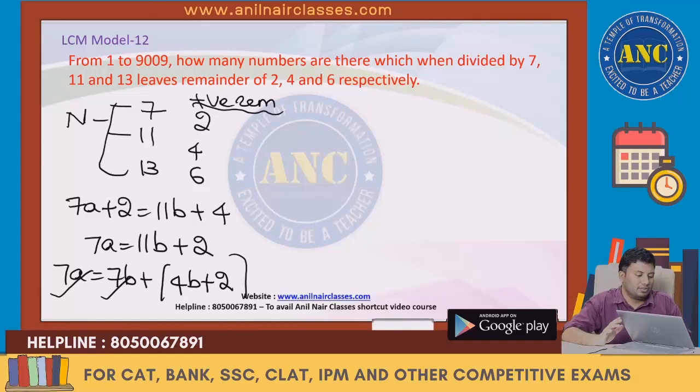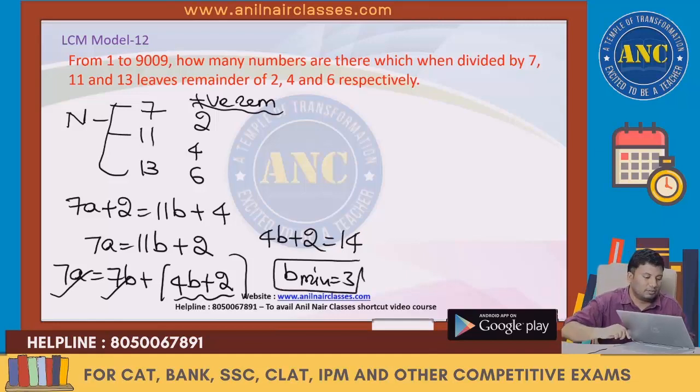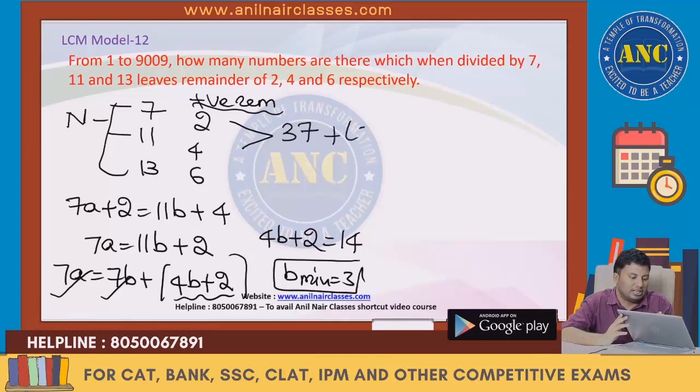7b is divisible by 7, so 4b plus 2 should be divisible by 7. 4b plus 2 is an even number, so it is 14. B minimum is nothing but 3. If B is 3, 11 3s are 33. 33 plus 4, 37. So the lowest number is 37 and it is divisible by 7 and 11 into k, which is 77k plus 37.